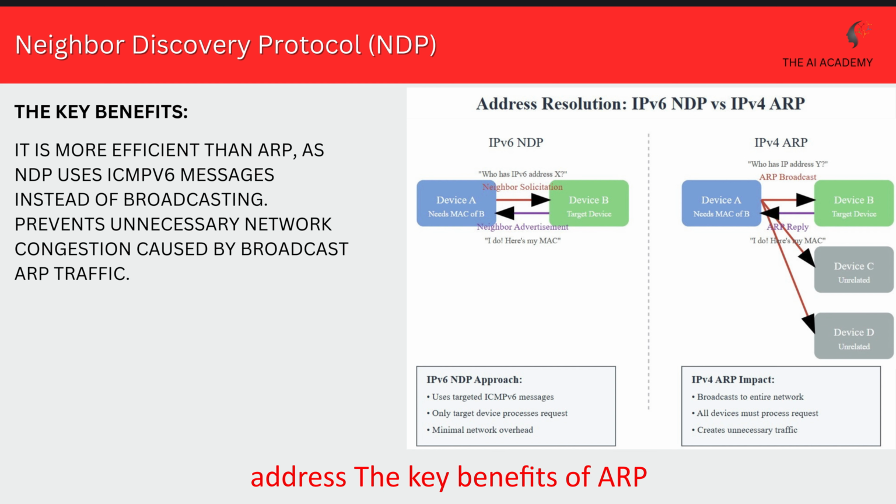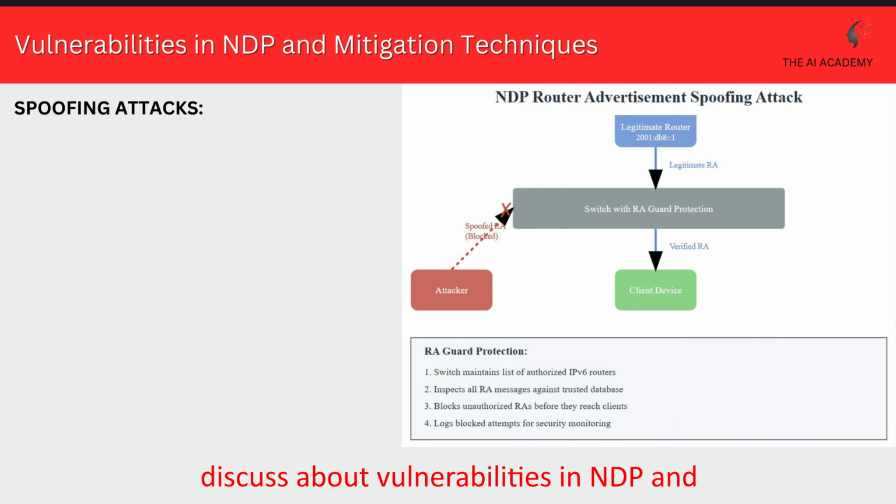The key benefits are that it is more efficient than ARP, as NDP uses ICMPv6 messages instead of broadcasting. It prevents unnecessary network congestion caused by broadcast ARP traffic. Let's now discuss vulnerabilities in NDP and its mitigation techniques. While NDP is a significant improvement over its IPv4 counterparts, it's not immune to vulnerabilities. Here are some common threats and ways to address them.